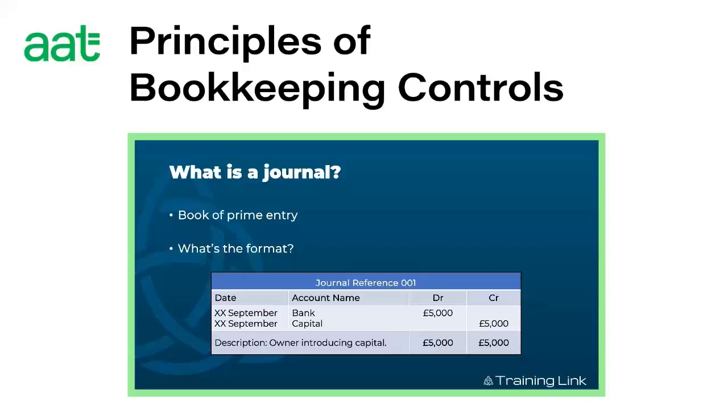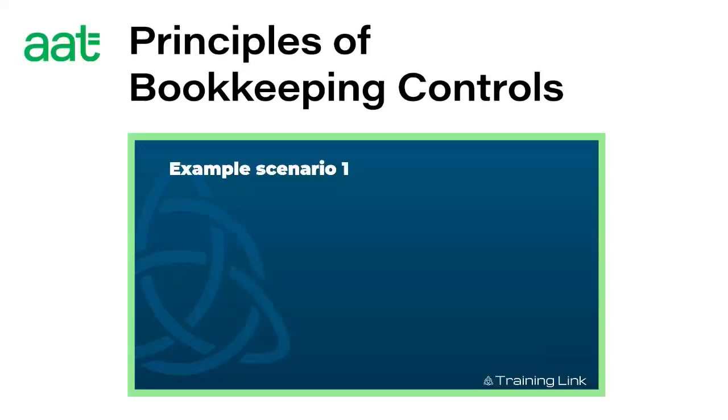Or if any of you have to go through an audit at any point, again, the auditors will want to see what those journals refer to. So we need a description on there. We need the debits, the credits, and the account names. So that's our format. Now let's have a look at an example scenario, and we will go from there.